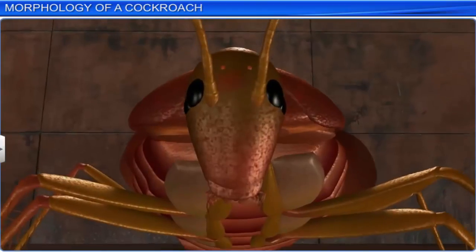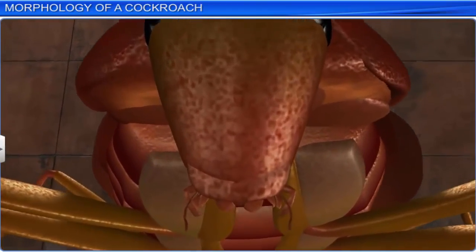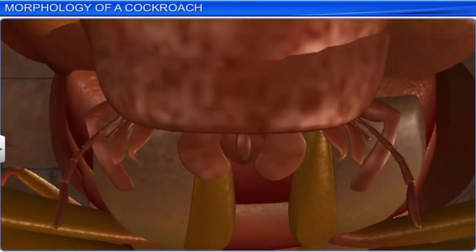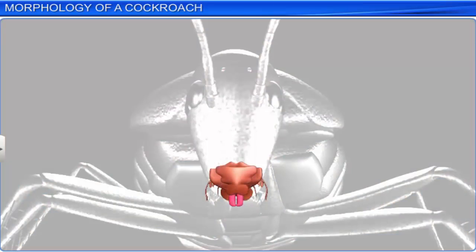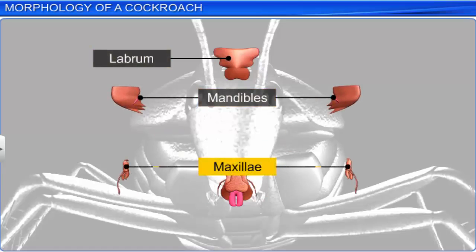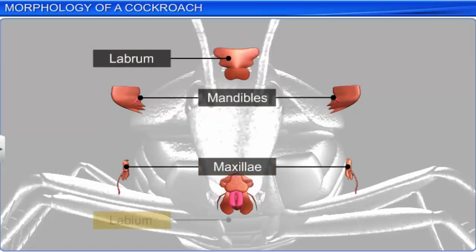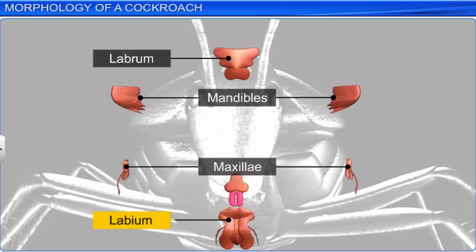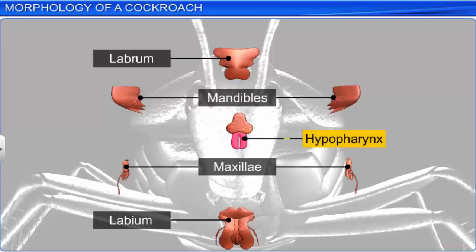The anterior end of the head bears mouth parts, which are of biting and chewing type. The mouth parts consist of an upper lip, or labrum, a pair of mandibles and maxillae, and a lower lip, or labium. Additionally, cockroaches also have a hypopharynx, which acts as a tongue and lies in front of the labium.